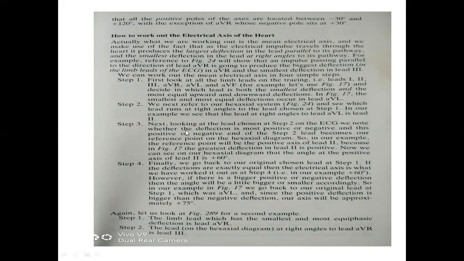So in step 1, how do we find out the axis? First, look at all the limb leads: lead 1, lead 2, lead 3, AVR, AVL, and AVF. Why are they called limb leads? Why are V1 to V6 not called limb leads? Anyone? Because, sir, they are connected to limbs. Correct. So out of 12 leads, 6 leads are called limb leads.